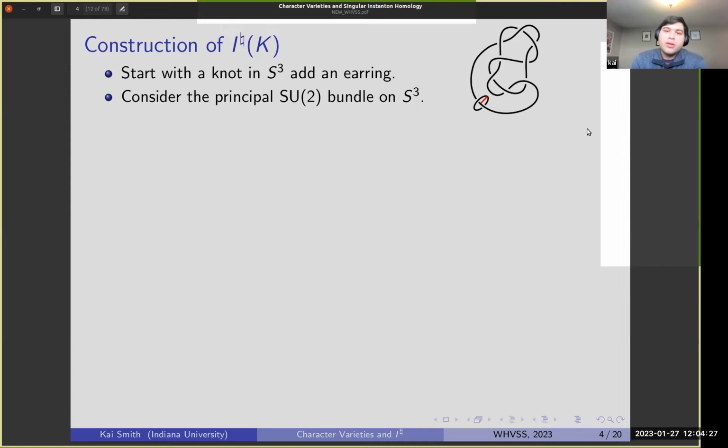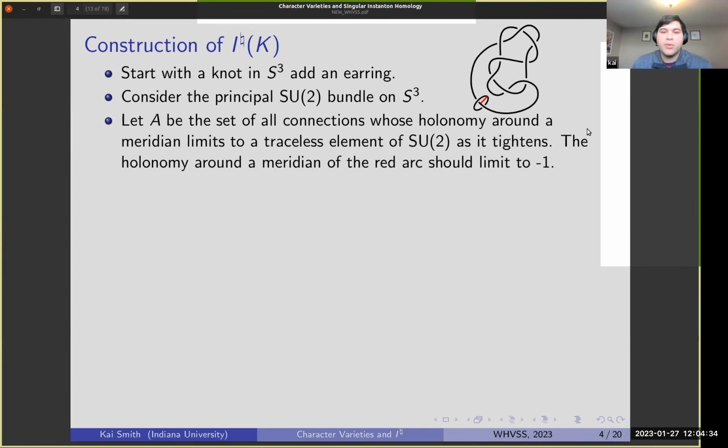And so once we have this, we can consider the principal SU2 bundle on S3. And we're interested in the set of all connections on this bundle whose holonomy around a meridian of the knot, or this loop, limits to a traceless element of SU2 as you pull it tighter and tighter. Similarly, if we have a meridian around this red arc, as we pull it tighter and tighter, we want the holonomy to limit to -1.